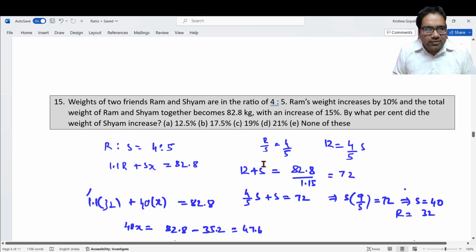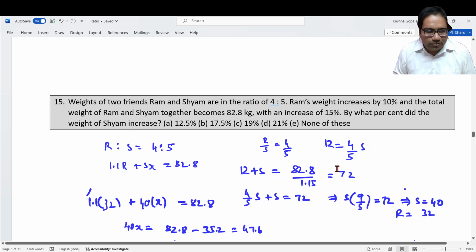Now R plus S is 72, R equal to 4 by 5 S. We know this, right? So 4 by 5 S plus S is equal to 72. That means S into 9 by 5, 4 by 5 plus 1 is equal to 9 by 5. S into 9 by 5 equal to 72. That means S is equal to 40. Shyam is 40. Ram is 32. In the original case, 4 is to 5 ratio, right? We found out what was the original weight. When the weight has increased by 15%, we know what is their original weight together.